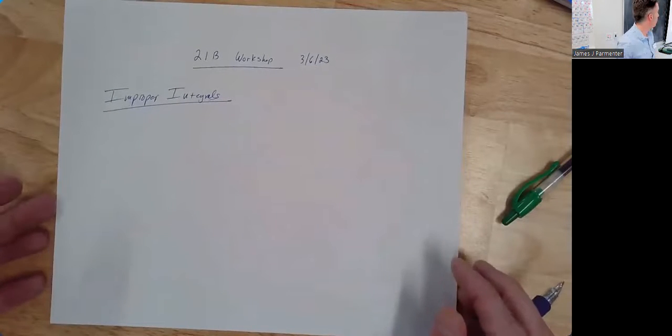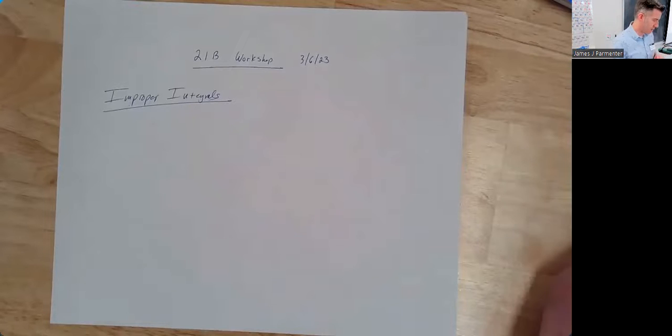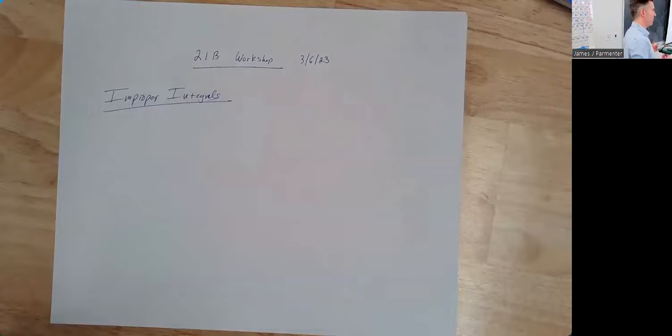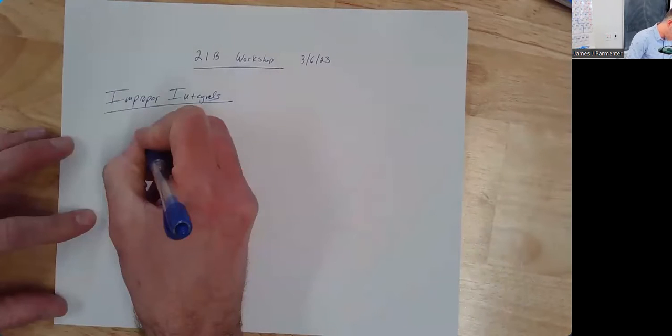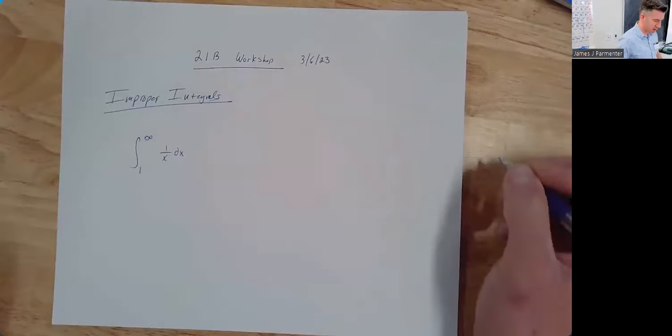Let's talk about improper integrals. Here's an example. If you've ever seen an improper integral, this is the first one they probably show you. But it's good to see it again so we can talk about it. So the integral from 1 to infinity of 1 over x dx. This is typically the standard first example you usually see.